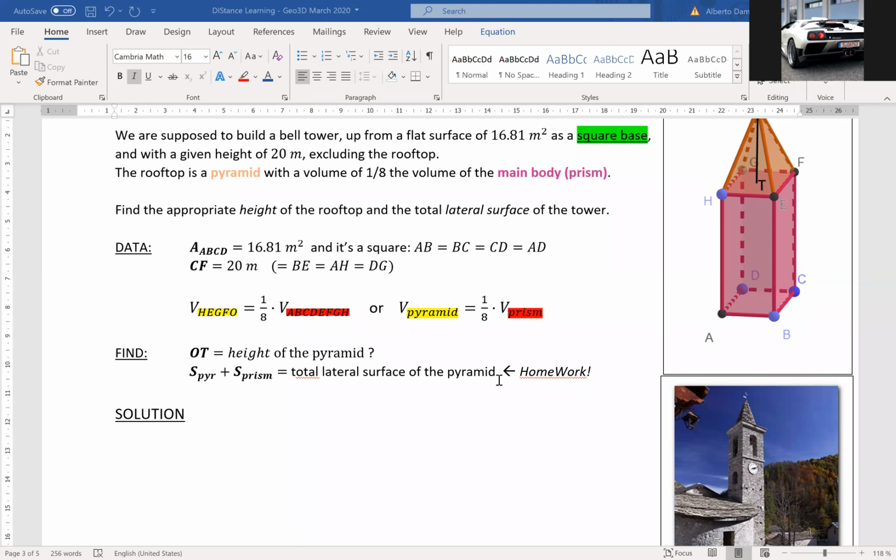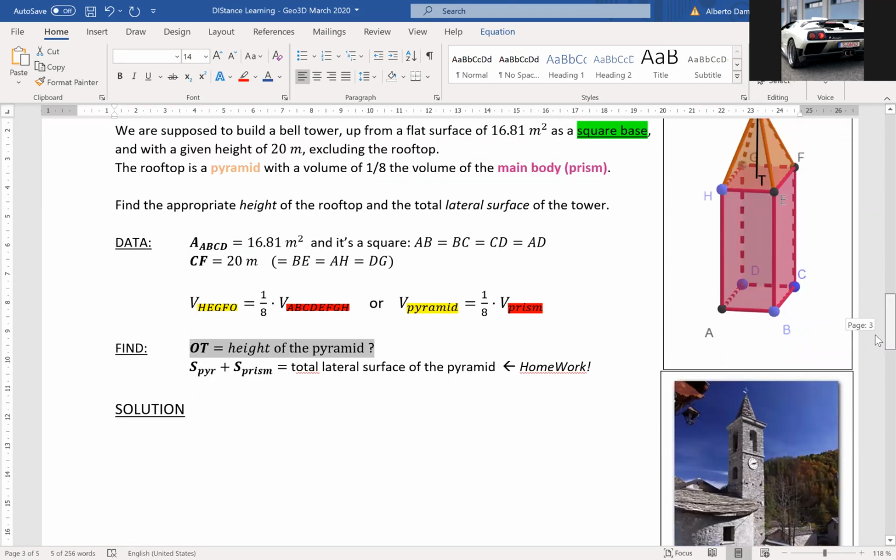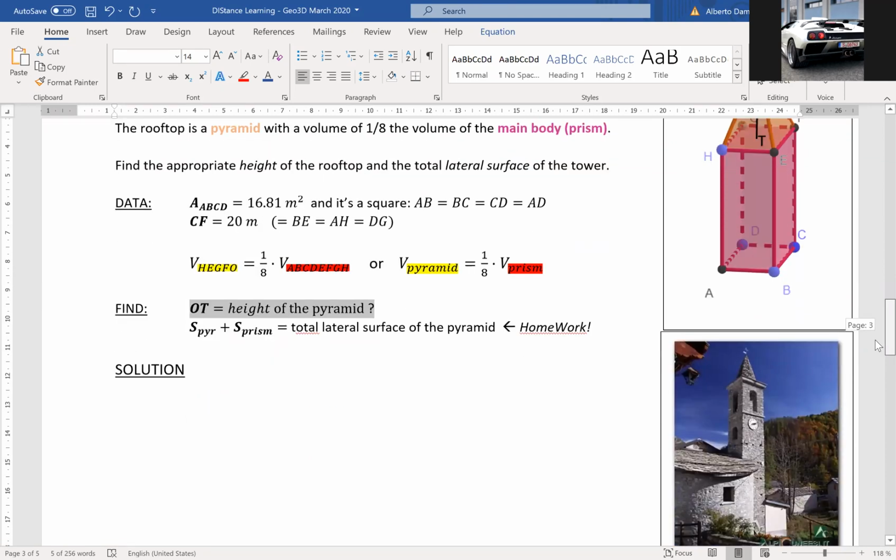Okay. So let's try to work on the solution. What I need to find, and I will just work on the first question. I want to find the height of the pyramid, which is OT. Okay. So OT, the distance between the vertex of the pyramid and the base of the pyramid, which happens to also be the base of the prism. That's what I need to find.